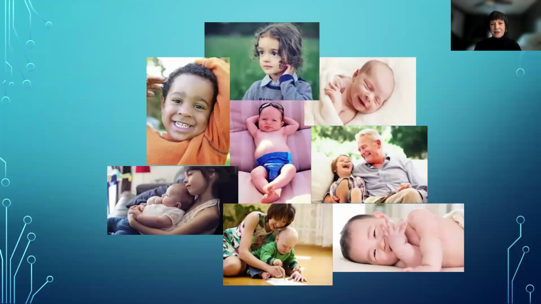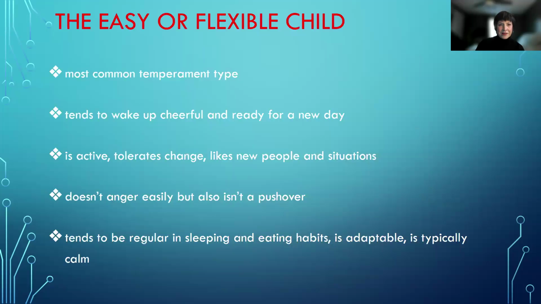Look at these darling faces and see if you can decide what kind of temperament these pictures represent. Easy or flexible, spirited or intense, cautious or slow to warm up. And if you predicted easy and flexible, you would be right. Look at how easily they are gazing out at their environment, how they're interacting with people. You really get a good feeling about that.